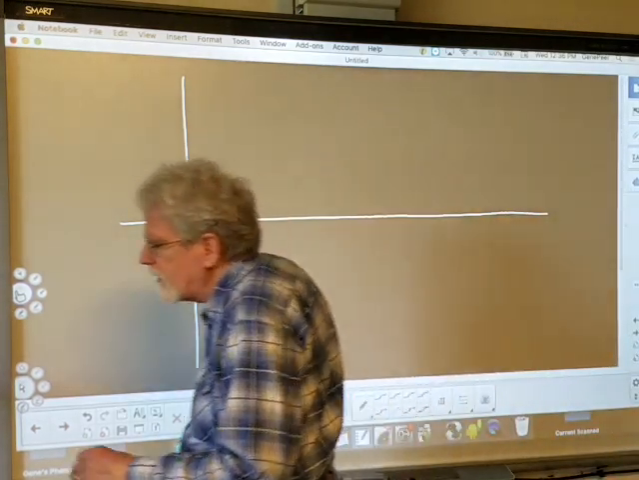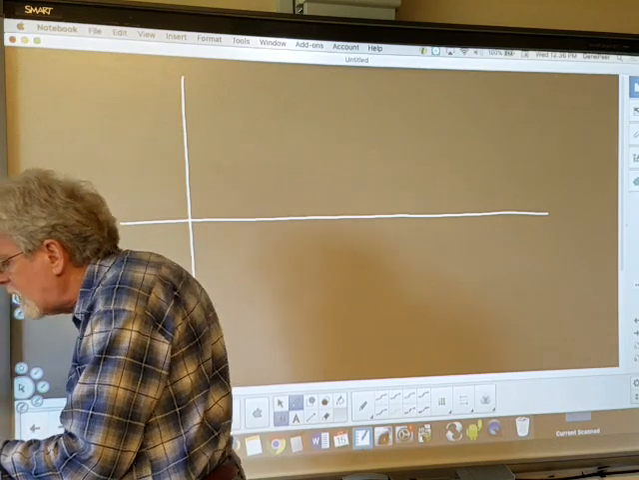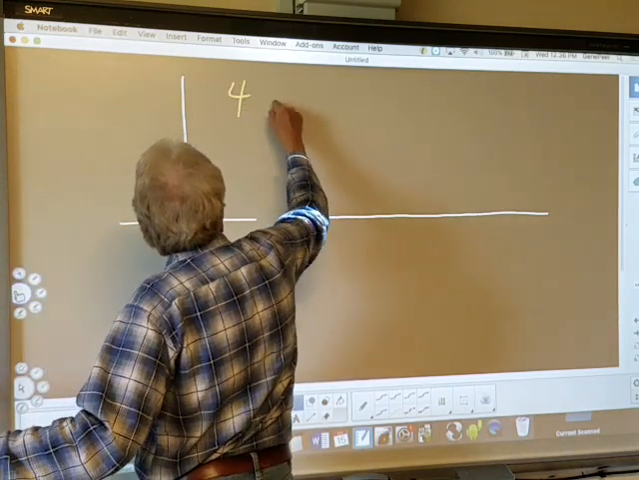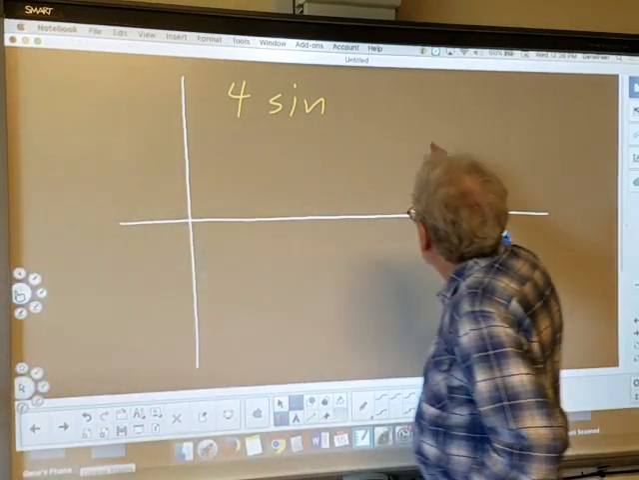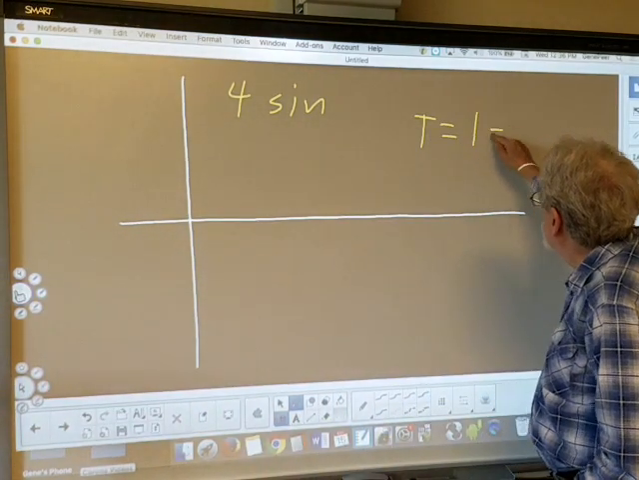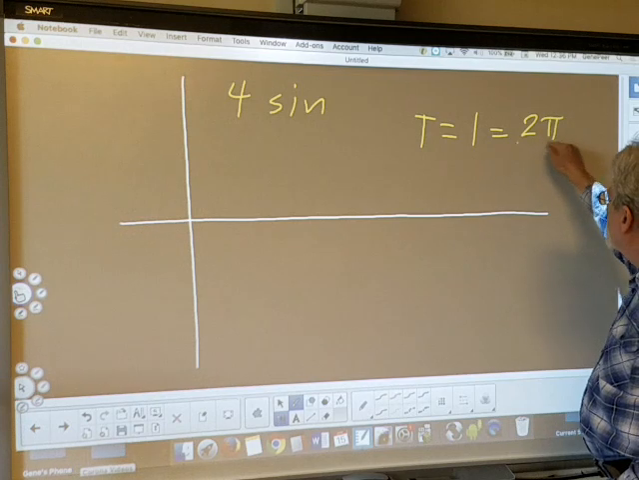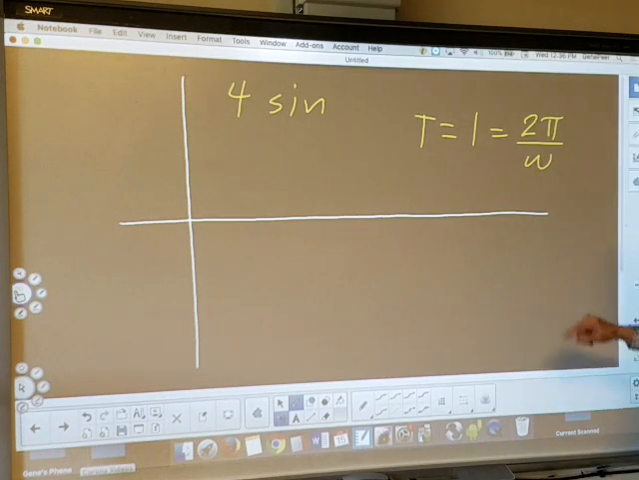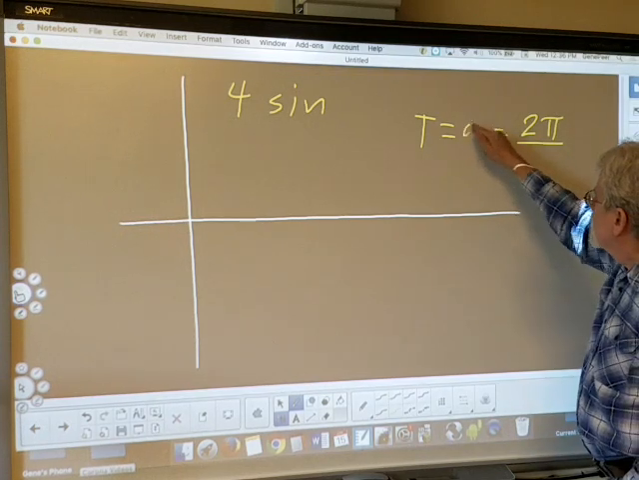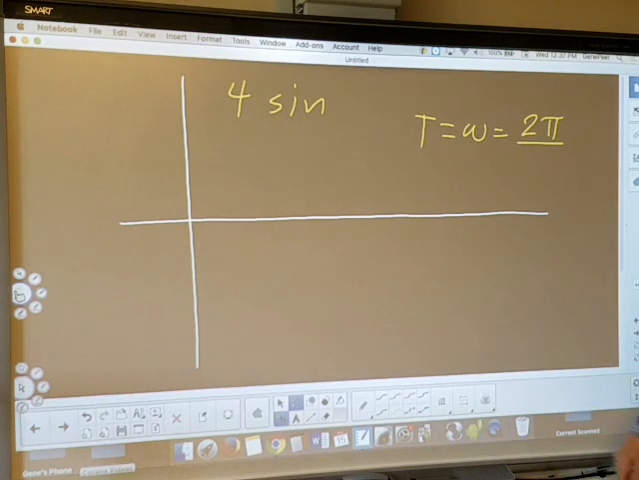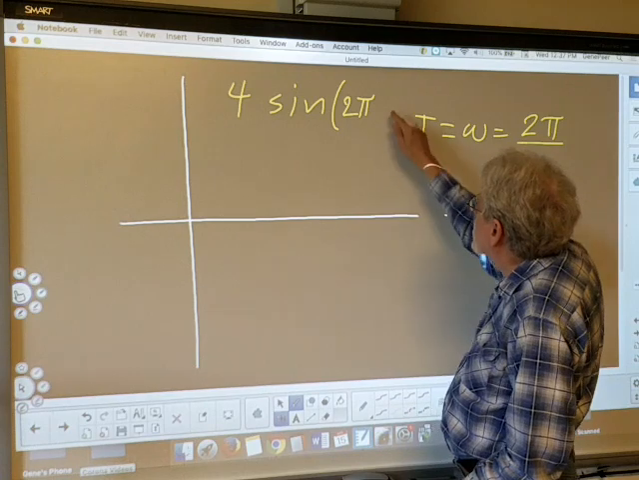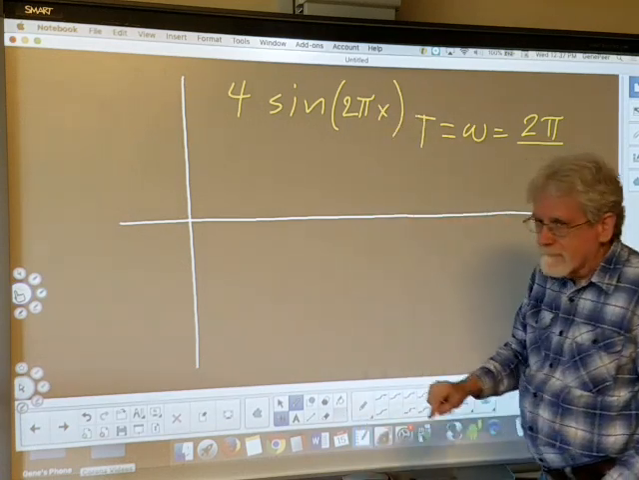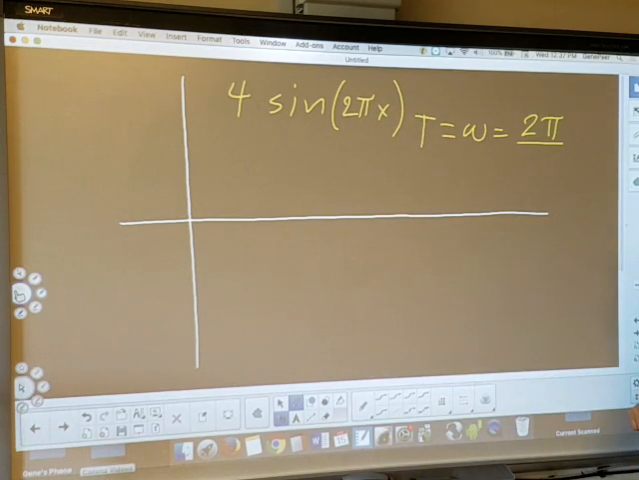The next one like that, number 70, amplitude is 4. That's the easy part. Period is 1. Well, if the period is 1, which is 2 pi over omega, then multiply by omega, and we see that omega is 2 pi, so it's 4 sine of 2 pi, but folks, don't forget the x. 2 pi x. Without the x, this thing becomes meaningless.